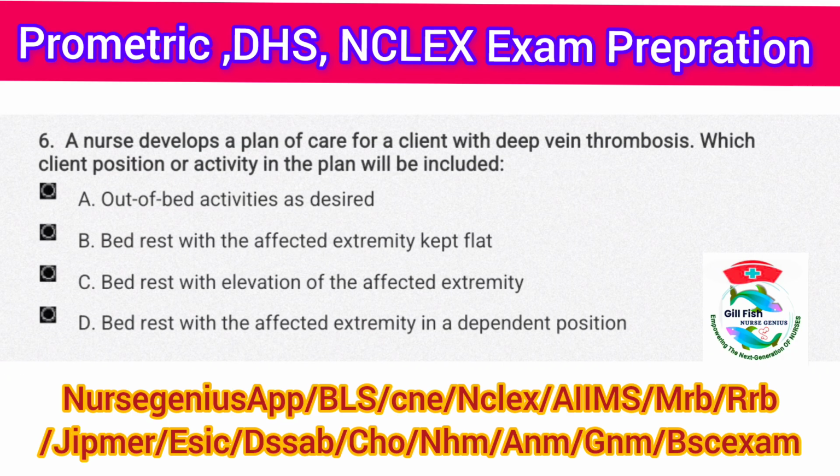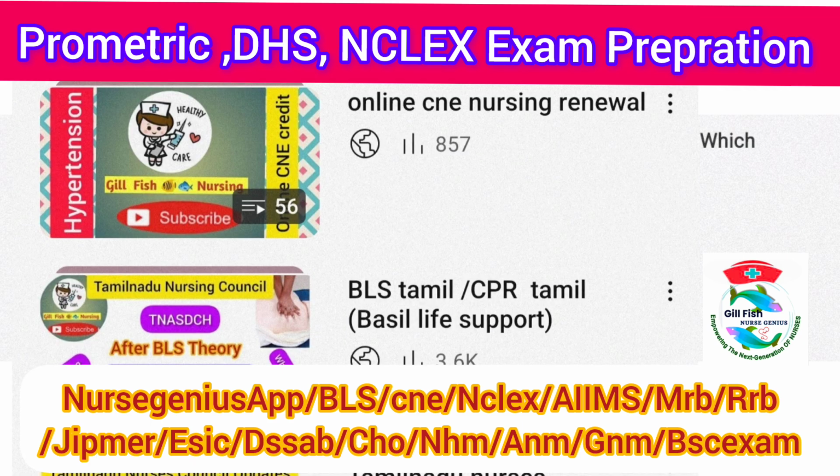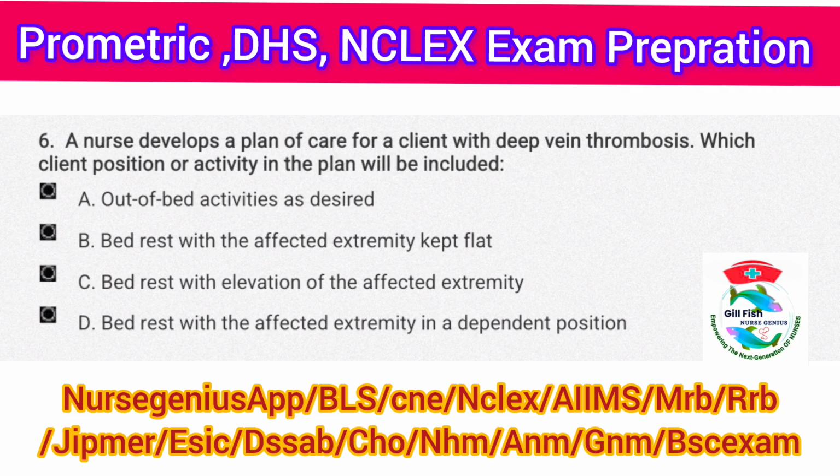Next question. A nurse develops a plan of care for a client with deep vein thrombosis. Which client position or activity will be included in the plan? Option A, out of bed activities as desired. Option B, bed rest with the affected extremity kept flat. Option C, bed rest with elevation of the affected extremity. Option D, bed rest with the affected extremity in a dependent position.